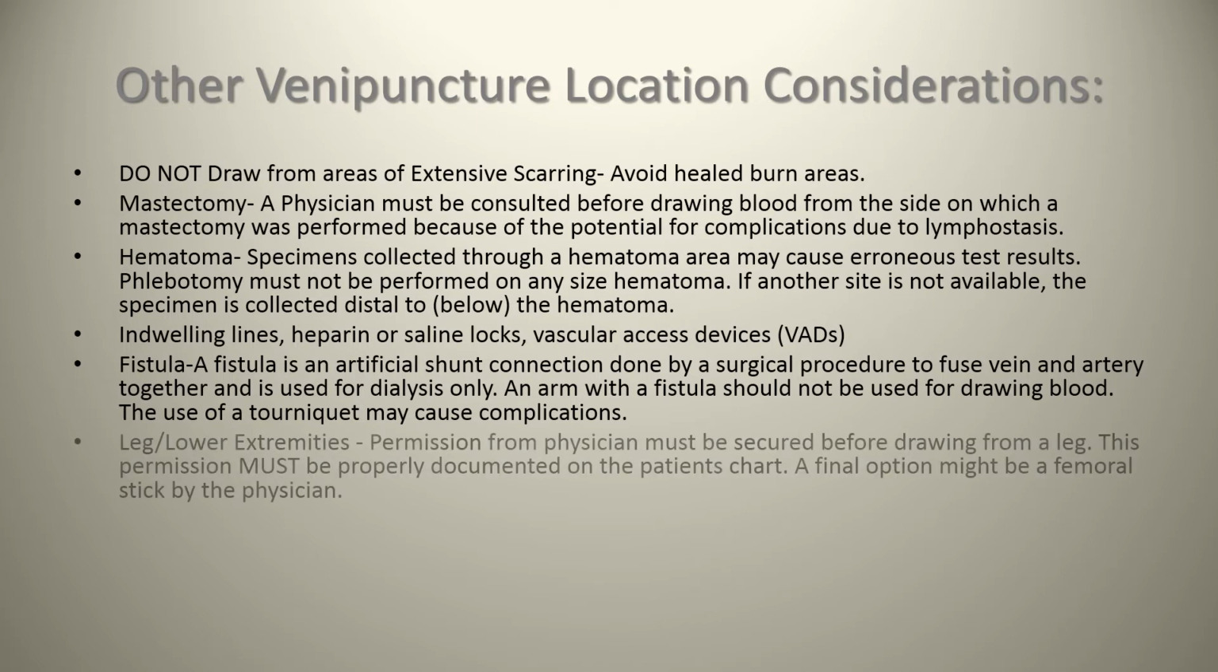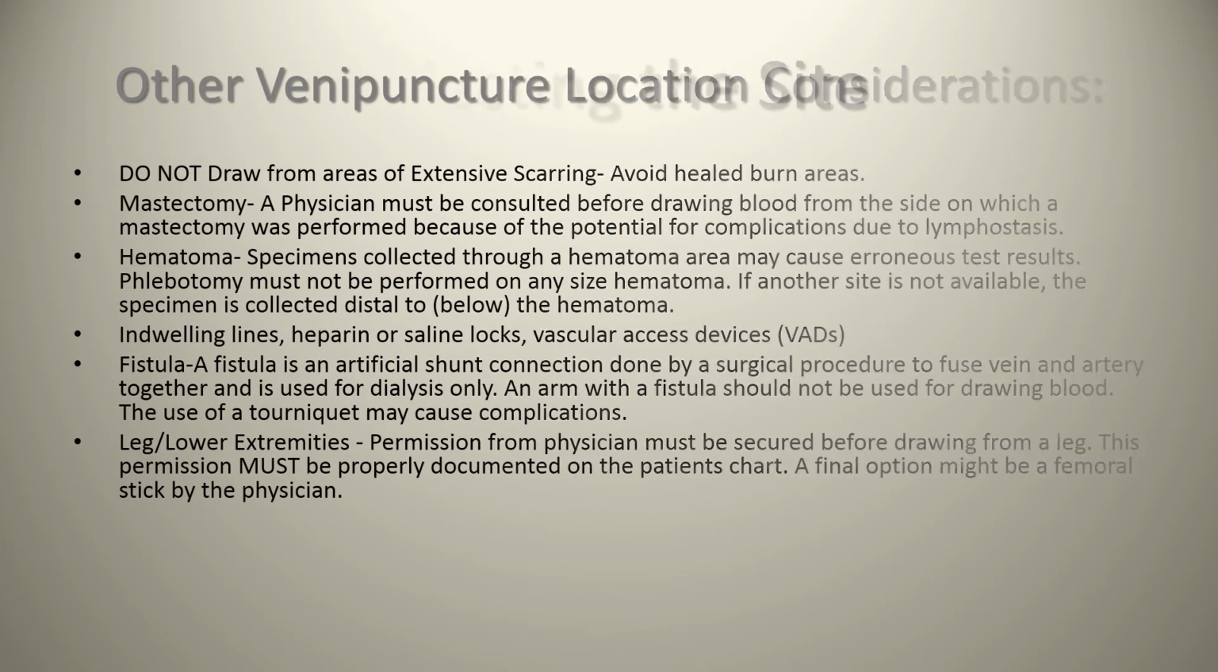Leg and lower extremities. Usually permission from a physician must be secured before drawing blood from a leg. This permission must be properly documented on the patient's chart. A final option might be a femoral stick by a physician. If you can't get blood from an arm for a patient for the formation of platelet-rich fibrin, there are other products that you can use for a patient, or you have to consider the surgical risk versus the benefit of actually drawing blood and forming platelet-rich fibrin versus using something else.